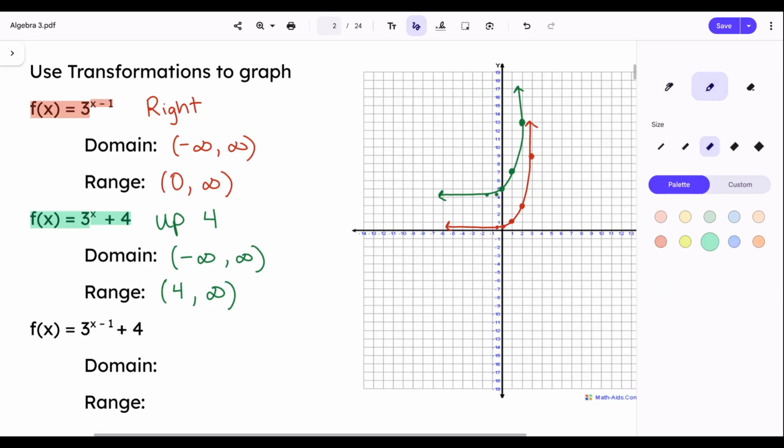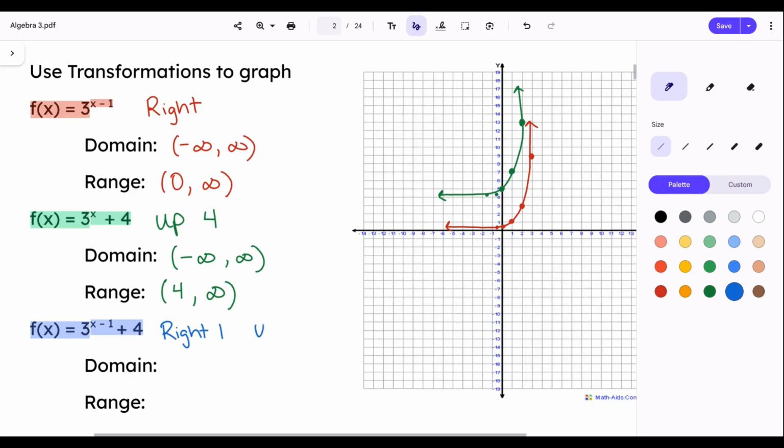So for this last one, what movements are happening here? Good, it's going right 1 and up 4. So it's kind of taking what we just talked about and combining them together. So I'm going to start back at (2, 9), because that was my original point. I'm going to go right 1 and I'm going to go up 1, 2, 3, 4.